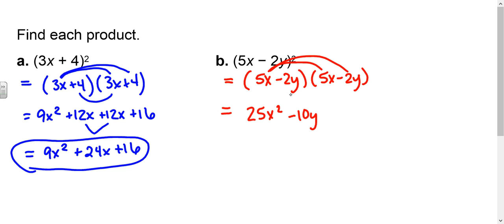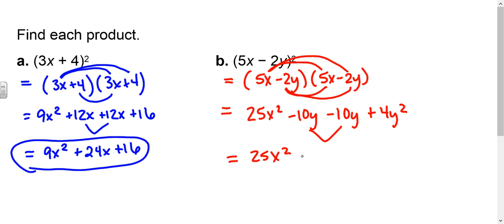Okay, then I have to take negative 2y times both numbers. So negative 2y times 5x would be, again, negative 10y. And negative 2y times negative 2y would be positive 4y squared. So again, I can combine the like terms in the middle, and I get 25x squared minus 20y plus 4y squared.